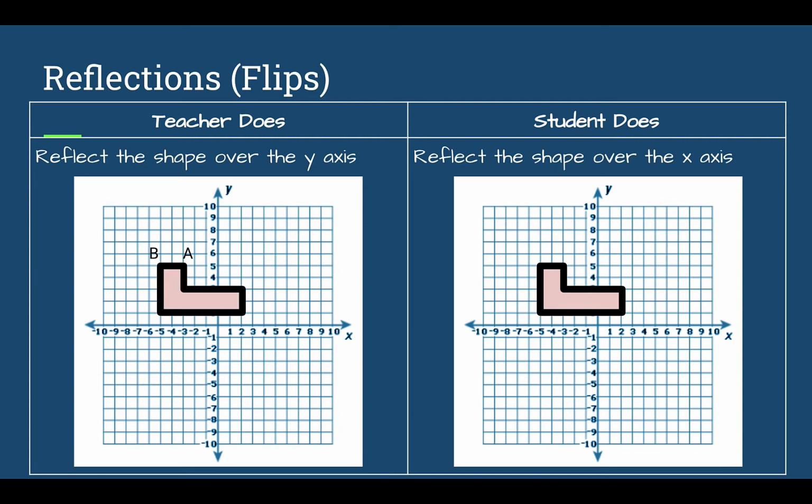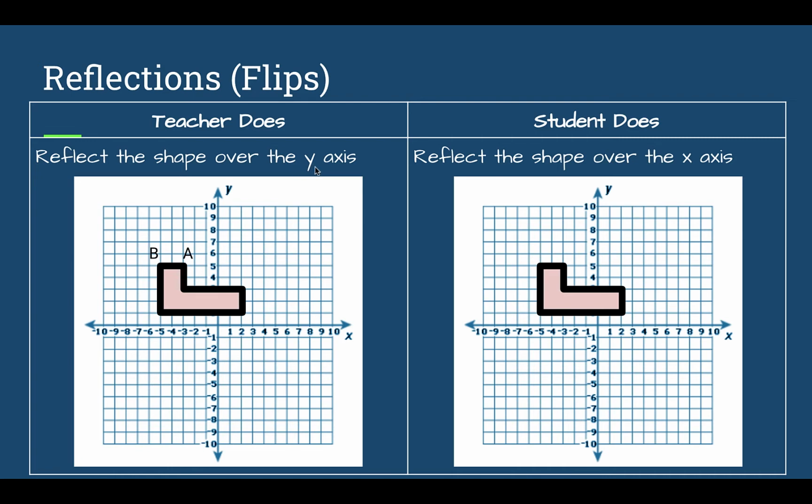Now let's look at the next thing with reflections or flips. So here we want to reflect the shape over the y-axis. Please be careful. If it's over the y-axis, most times it will indicate on the axis which one it is. But remember, y is up and down, so you're actually going to be flipping it left to right. If it says over the x-axis, then you're going to be flipping it down or up.